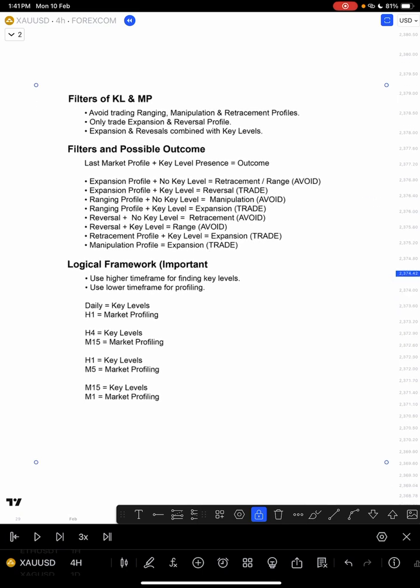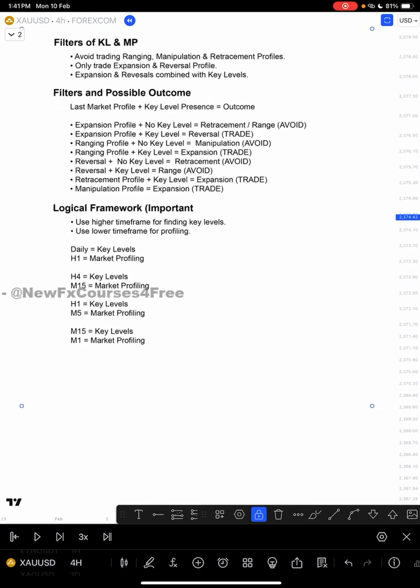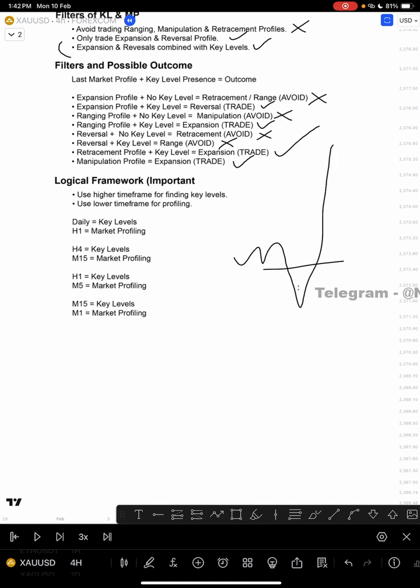So here, logical framework, very important. Use higher time frame for finding key levels. Use lower time frame for profiling. Daily key level, 1 hour profiling. Remember time frame alignment. 4 hour key level, 5 minutes market profiling. 1 hour key level, 5 minutes. 4 hour key level, 15-minute market profiling. 1 hour key level, 5 minutes market profiling. 15-minute key level, 1 minute market profiling.